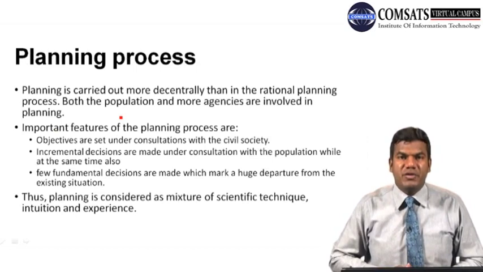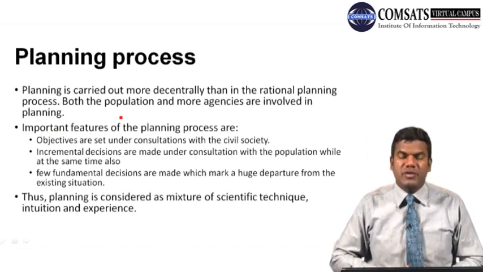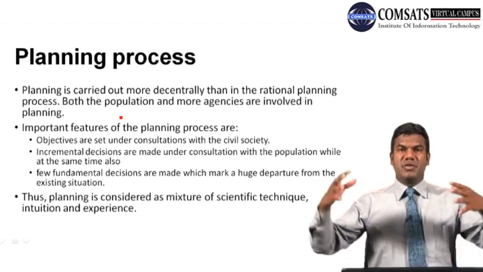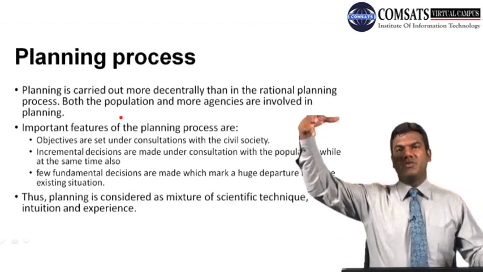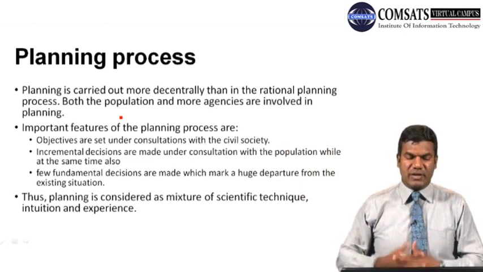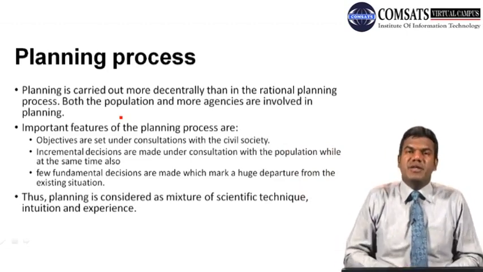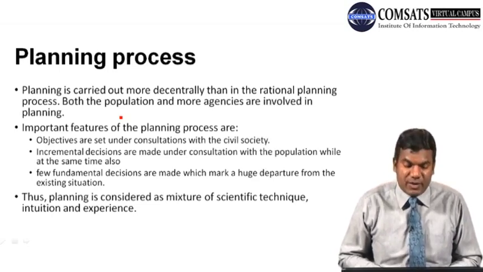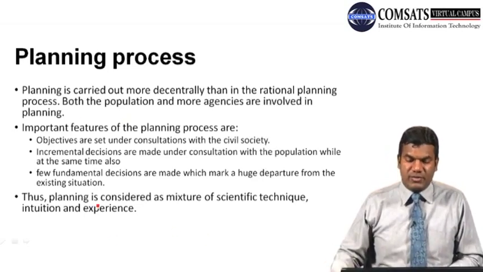Now what is the planning process? In the planning process, what we are saying कि आपकी decentralization भी हो रही है और इसमें population भी involved है और agencies भी involved है. So it's more of a transactive. Then important features हमारे क्या हैं? Number one, objectives, क्योंकि planning हो ही नहीं सकती जब तक आपने उसमें objectives नहीं बनाए. Objectives are set under consultations with civil society.